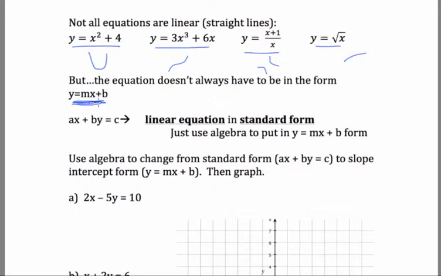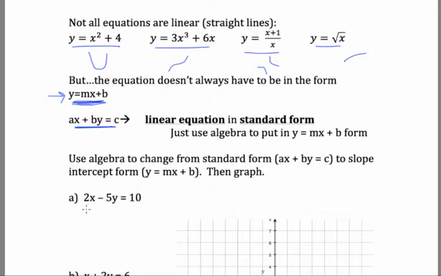But there's also other forms that a linear equation can take. This is one. This is called standard form. Whenever you have some number times x plus some number times y equaling some number, like any of our examples down below, that's called standard form. Those are also linear equations. In order to graph using our shortcuts, though, we need it to be in slope-intercept form. So we're just going to use algebra to put these equations into slope-intercept form.